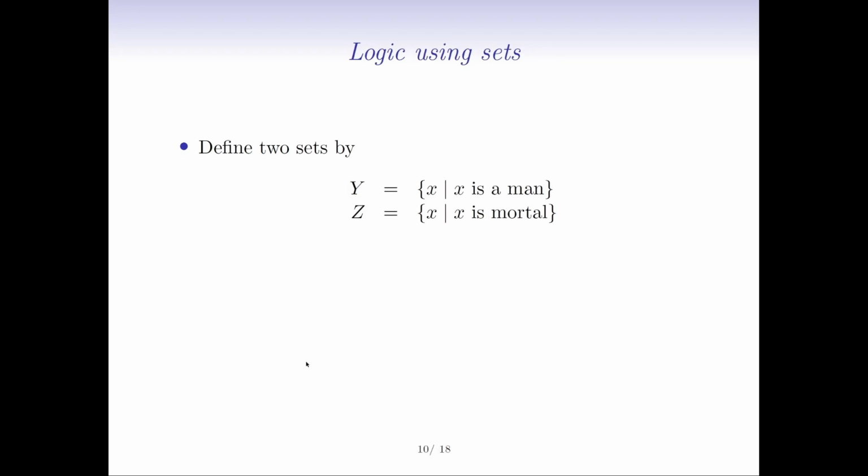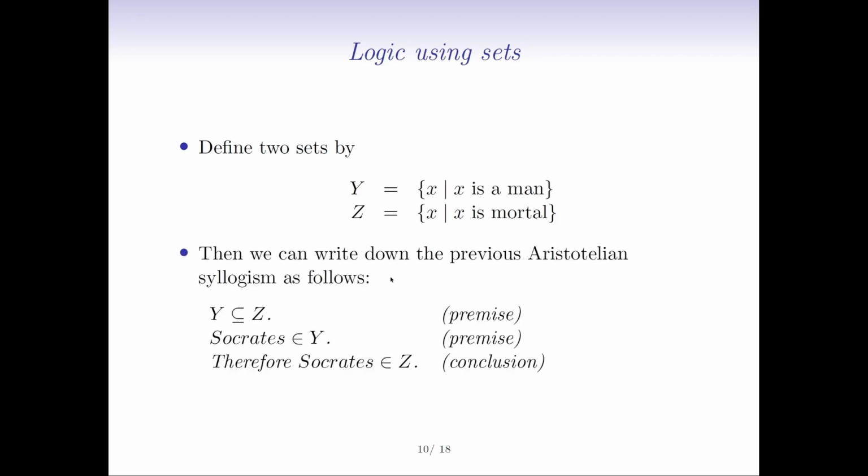Now, exactly how does this connect to logic? Well, supposing that I define two sets in the following way, and they're going to correspond to my predicates of being a man and mortal. So for Y, I'm going to write the set of all x such that x is a man, and set Z is all x such that x is mortal. So then, if I want to write down the previous Aristotelian syllogism, which is all men are mortal, Socrates is a man, therefore Socrates is mortal, I can write it down in the following way.